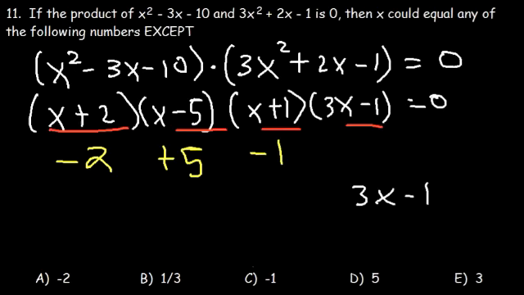Now, if 3x minus 1 is equal to 0, to solve for x, we need to add 1 to both sides. And then we need to divide by 3. So x is therefore equal to 1/3. So those are the 4 possible values for x.